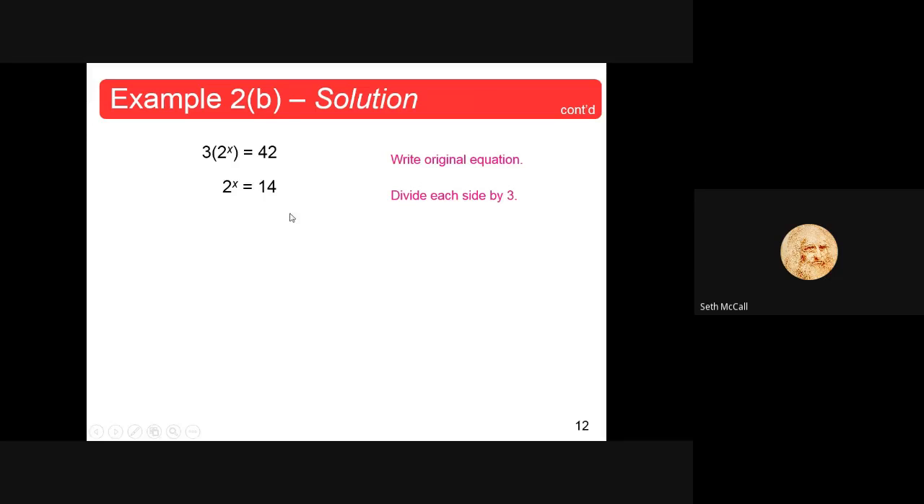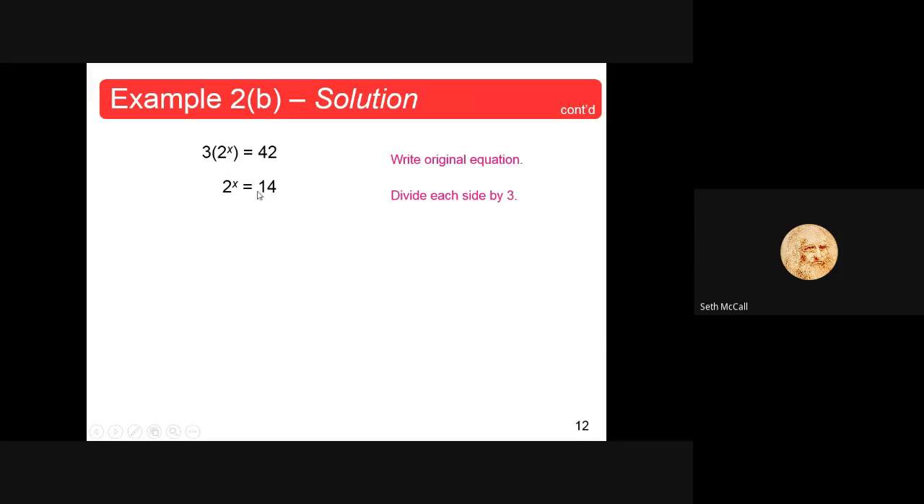Now, 14 is tricky because 14 cannot be rewritten as a power of 2. So the backup plan is, since we can't utilize the one-to-one property, because 14 is not a power of 2, we need to utilize the very first property where you take things from exponential form and put them into logarithmic form. So that's exactly what we're going to do.